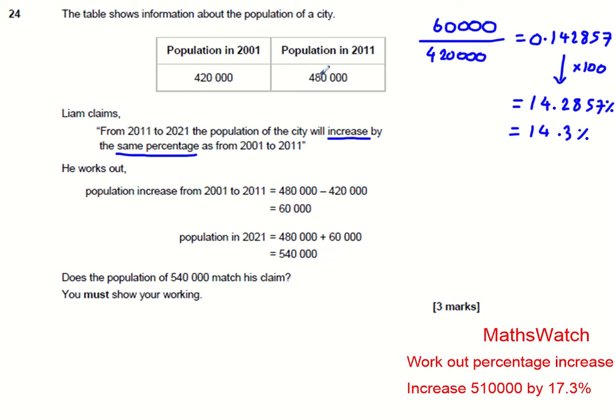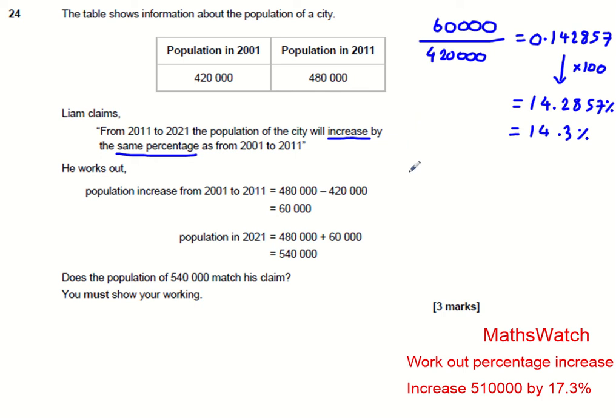So to increase 480,000 by 14.3%, you have two options. You can work out 14.3% of 480,000 and add it on, or you can work out a multiplier by adding this to 100% and then calculating it as a decimal. That is slightly more complicated than the method I'm going to use. I'm going to go for the first method, which means I'm going to work out 14.3% of 480,000.